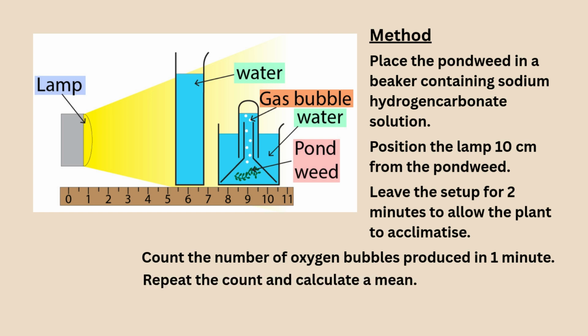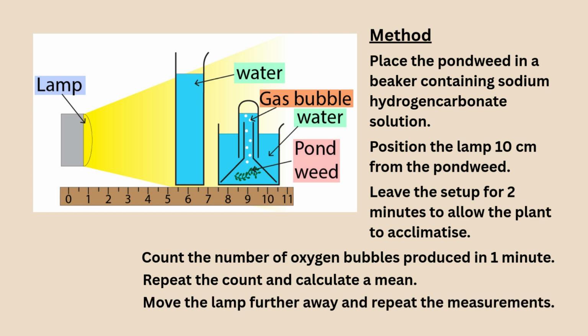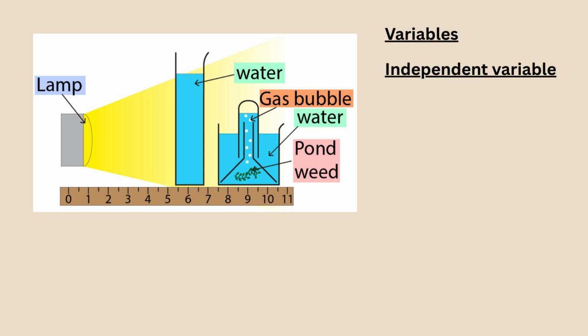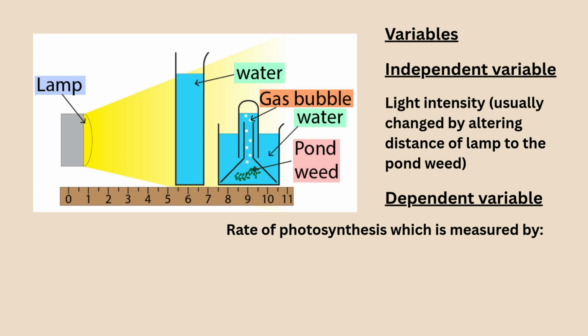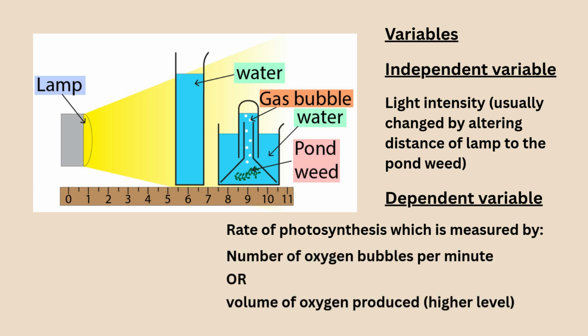You will repeat the count and then calculate a mean, and you move the lamp further away at regular intervals, repeating the measurements. The variables. For the independent variable, this will be light intensity, usually changed by altering the distance of the lamp to the pondweed. The dependent variable is the rate of photosynthesis, which is measured by either the number of oxygen bubbles produced per minute or the volume of oxygen produced.